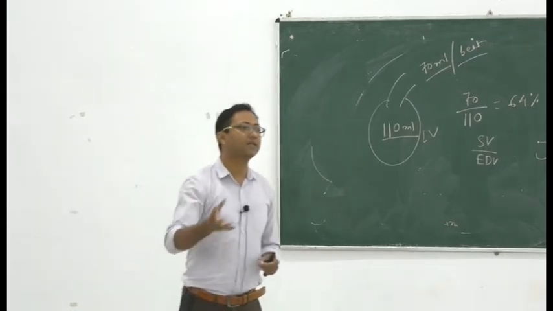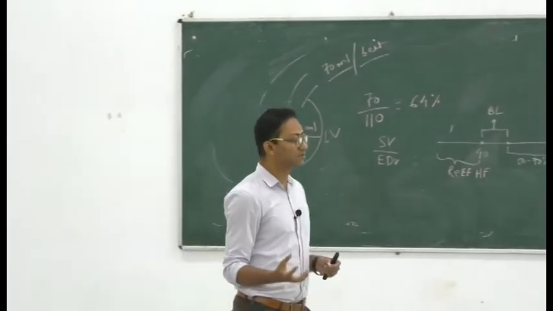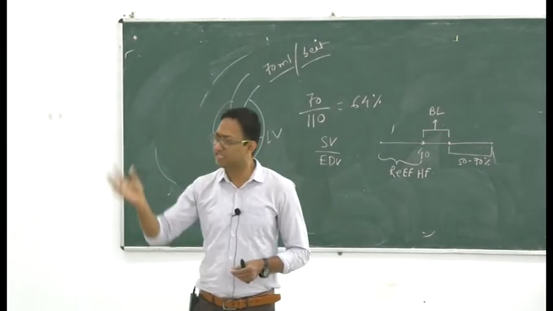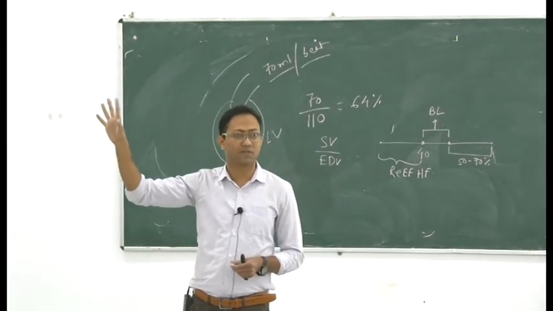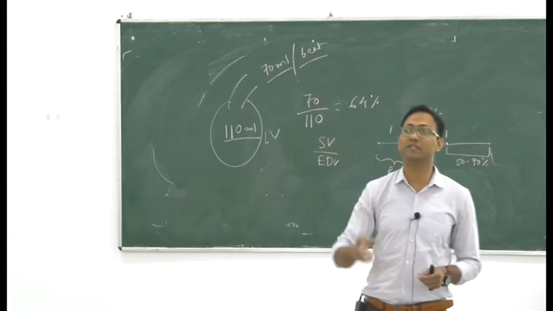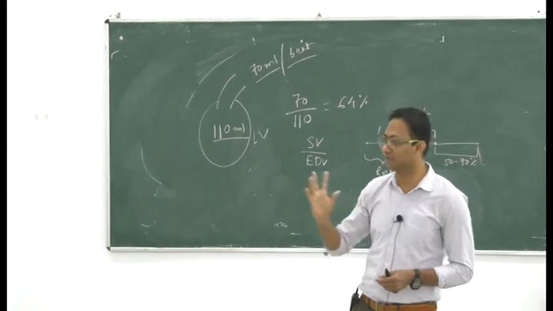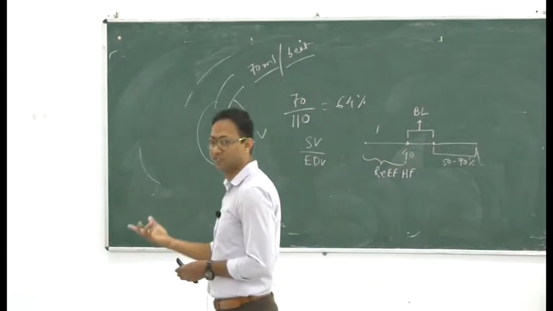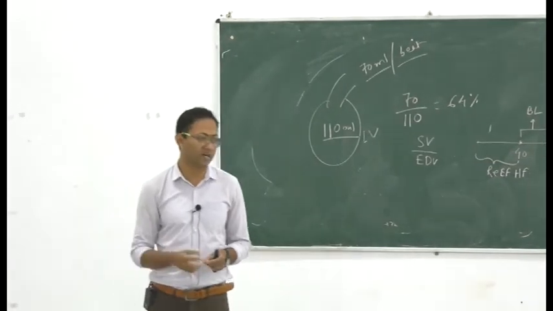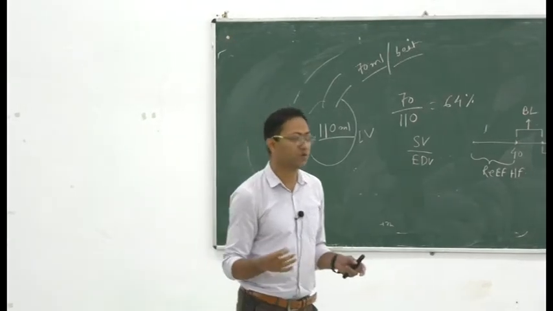Now, it may happen that the patient is having preserved ejection fraction. That means ejection fraction is absolutely normal, but still the patient is having heart failure. So what is the concept behind it?